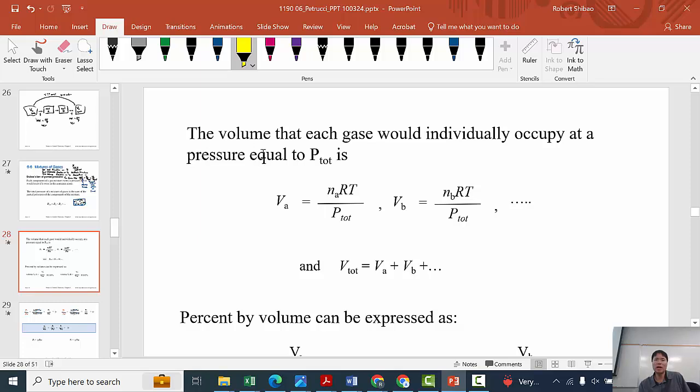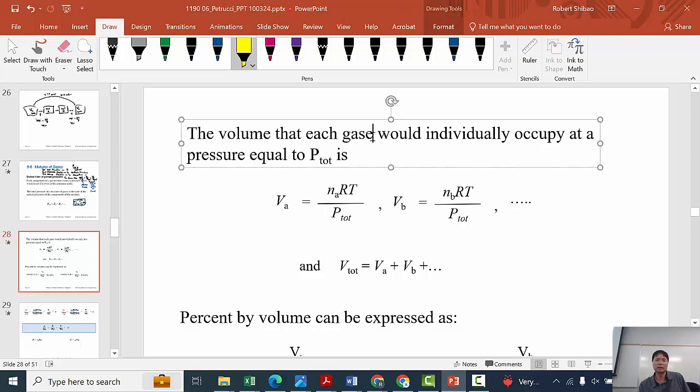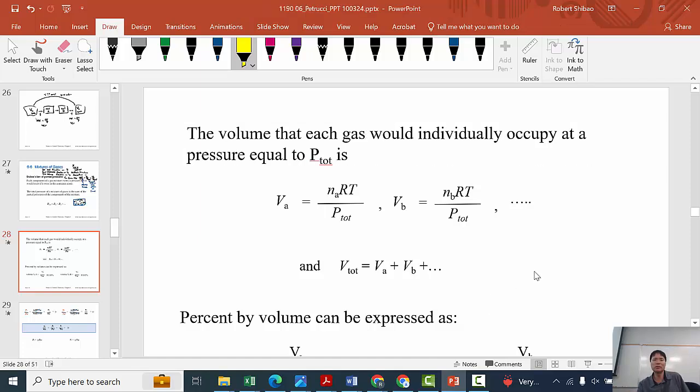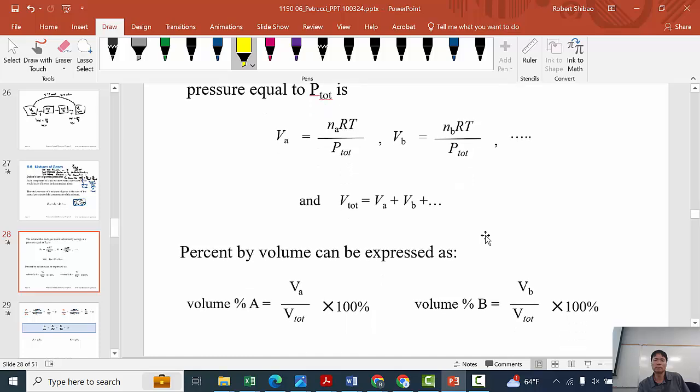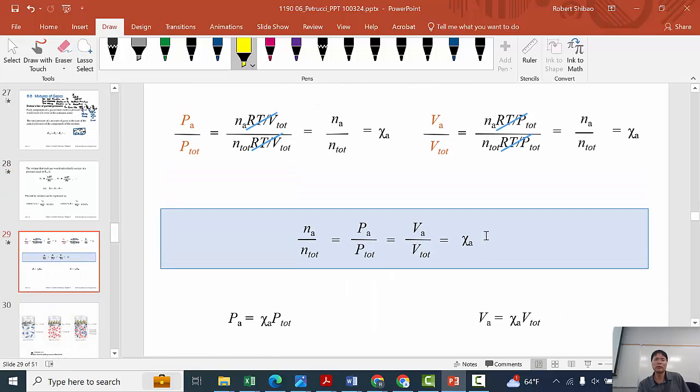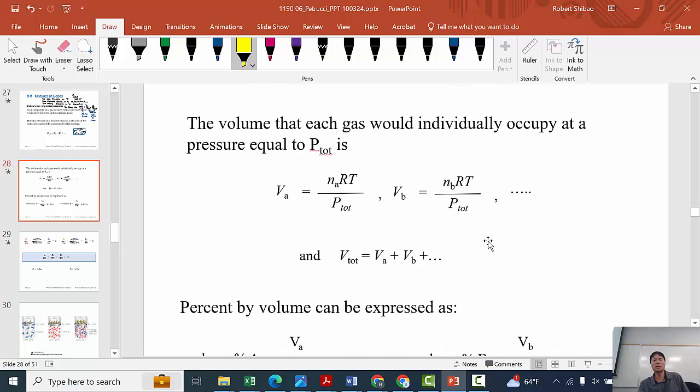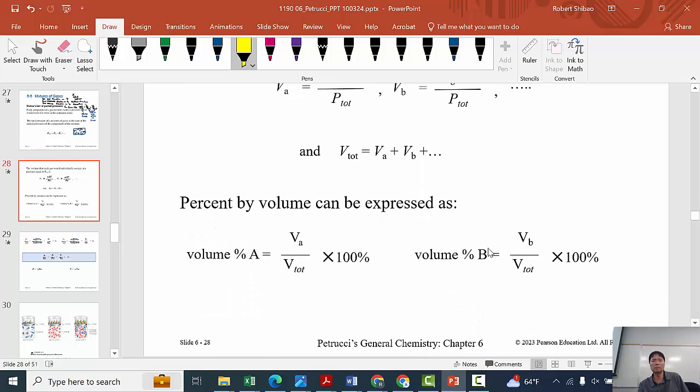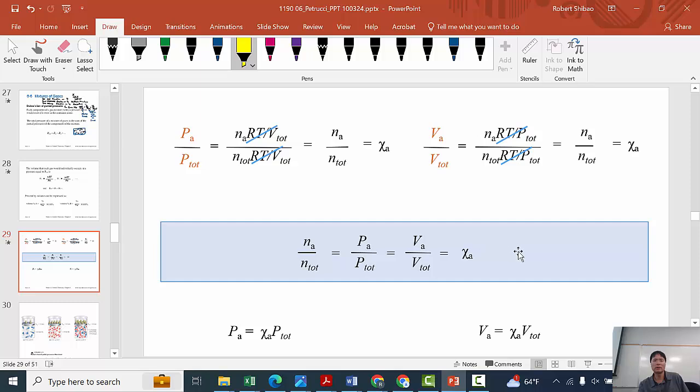The volume that each gas would individually occupy at a pressure equal to P total is this. This is kind of weird, because they're mixing Dalton's and Avogadro's. And so we'll talk about Avogadro's separately. I'm going to skip all that.